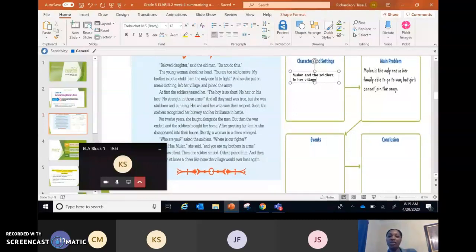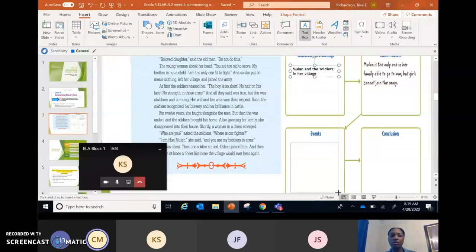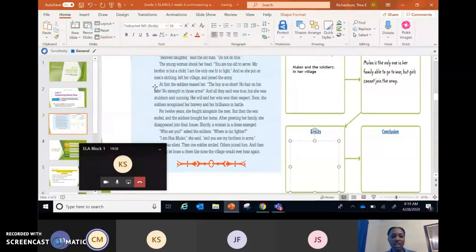Okay, let's look at events. After she decides to leave her village and go to war, what are the things that happen to her? And what I'm going to do is look in this section.